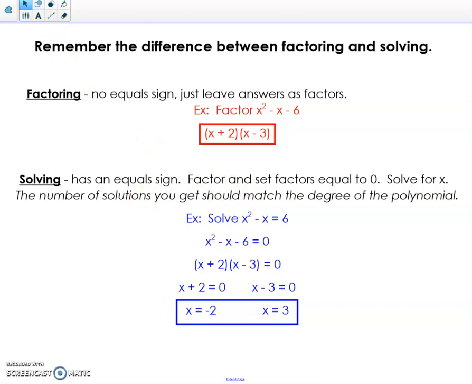You'll factor and set the factors equal to 0, and then you'll solve for x. This piece right here is very important: the number of solutions you get should match the degree of the polynomial. If your degree is 2, meaning it's a quadratic, you will have 2 answers. If you have a cubic with a degree of 3, you'll have 3 answers. Quartic, degree of 4, you'll have 4 answers. Here is the same problem as before, except there's an equal sign in it, meaning that we're going to have to solve for x. So we set it to 0, factor it, set each factor to 0, and we get our 2 answers for x.